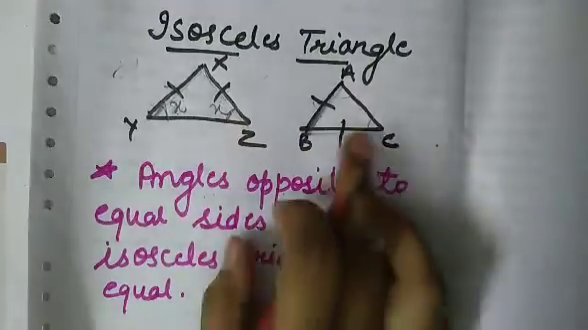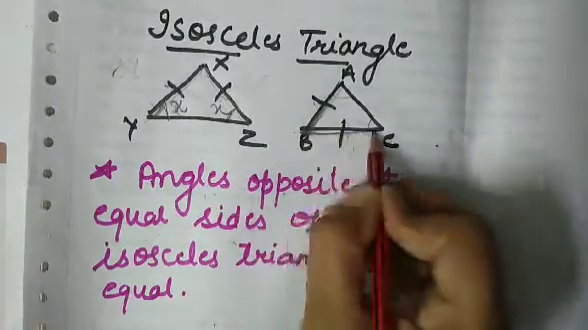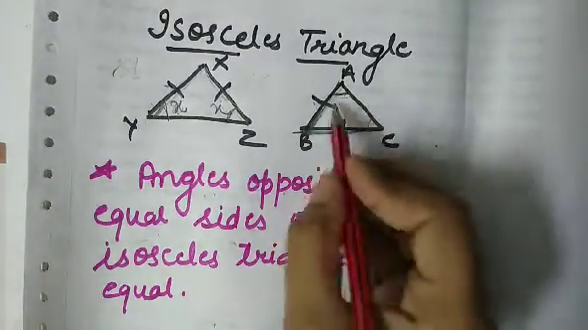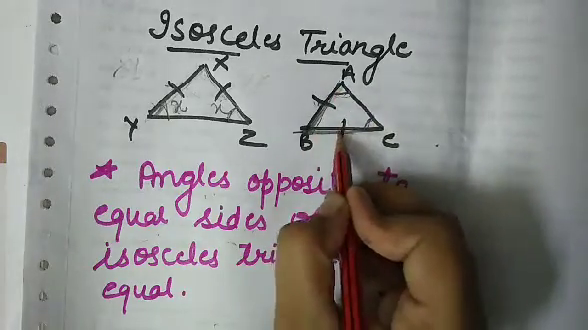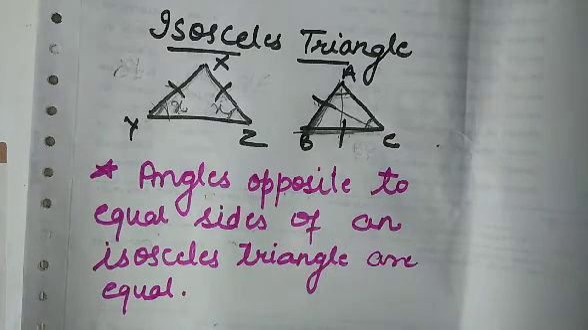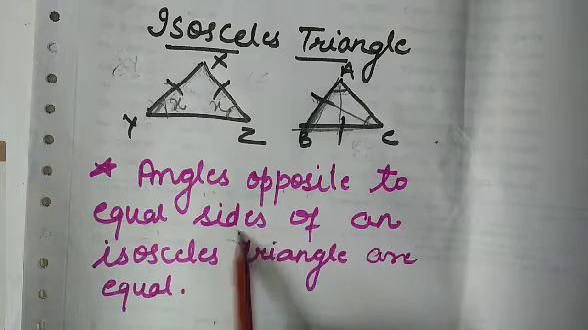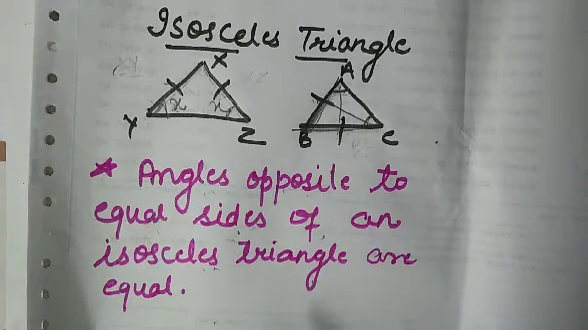If I am considering this triangle, these two sides are equal. So the angle opposite to this side is this and the angle opposite to this side is this. If these two sides are equal, then their opposite angles are also equal. This is what this property says: angles opposite to equal sides of an isosceles triangle are equal.